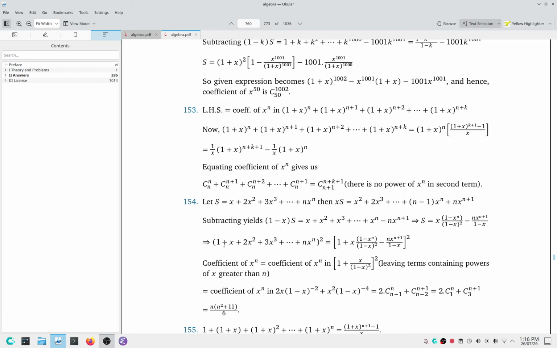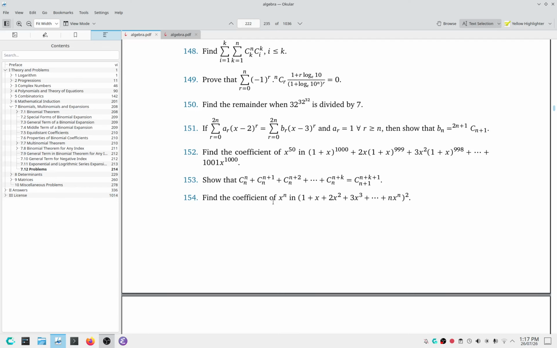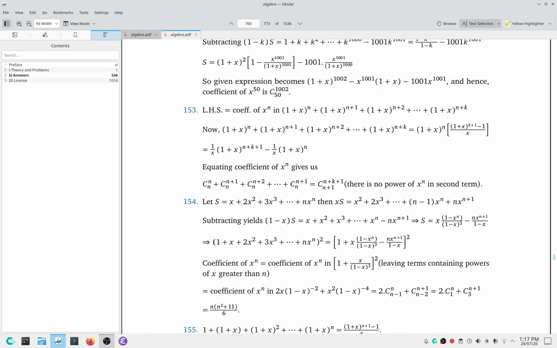Now we need (1 + x + 2x² + 3x³ + nx^n) whole squared, which is equal to (1 + x(1 − x^n)/(1 − x)² − nx^(n+1)/(1 − x))². So this is this, but our series is 1 + x, so both are correct. We add 1 here, so 1 gets added to this.